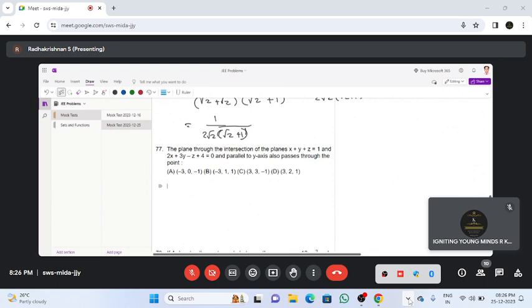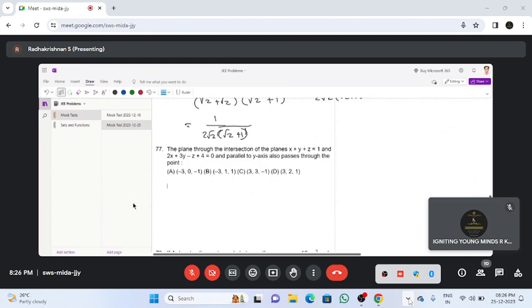A plane through the intersection of the planes x plus y plus z equal to 1 and 2x plus 3y minus z plus 4 equal to 0 and parallel to the y axis also passes through which point? Has anybody tried? See, a plane that passes through the intersection of two planes.